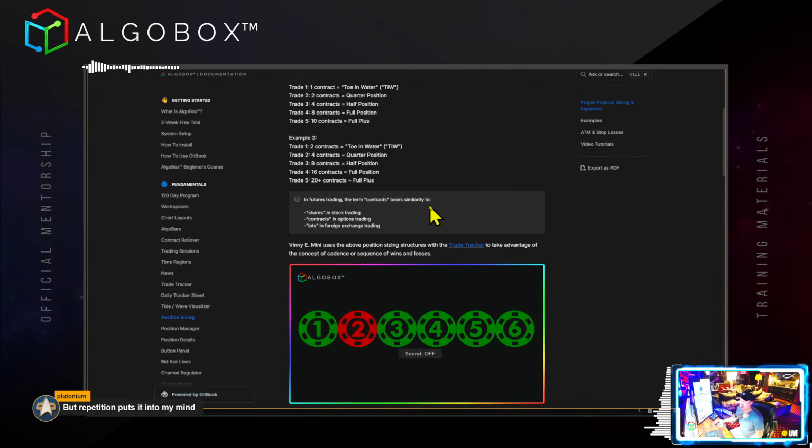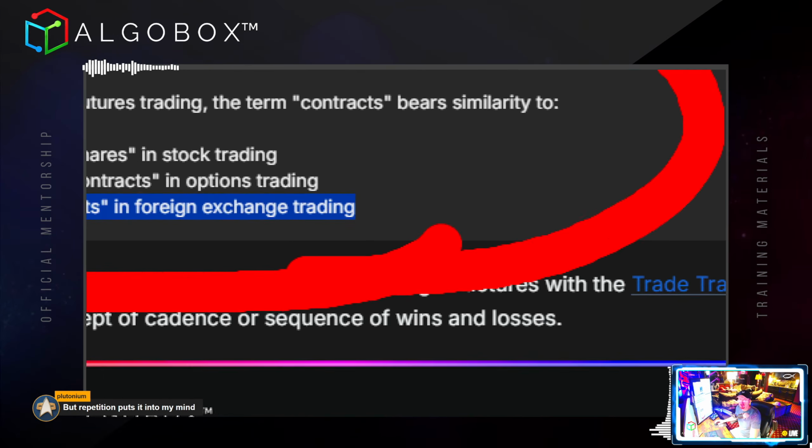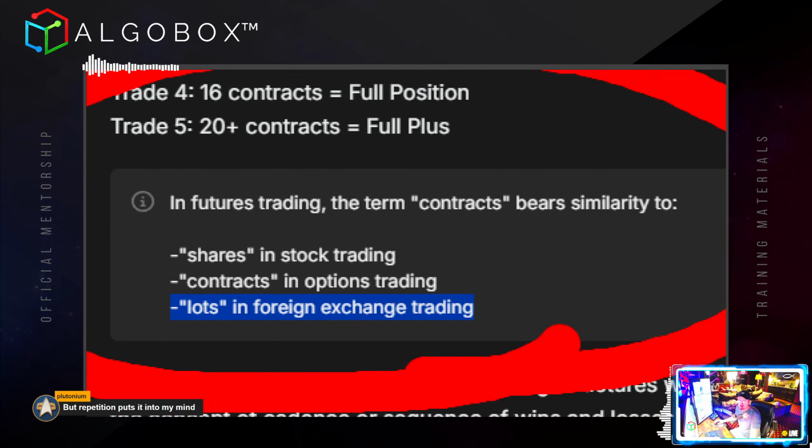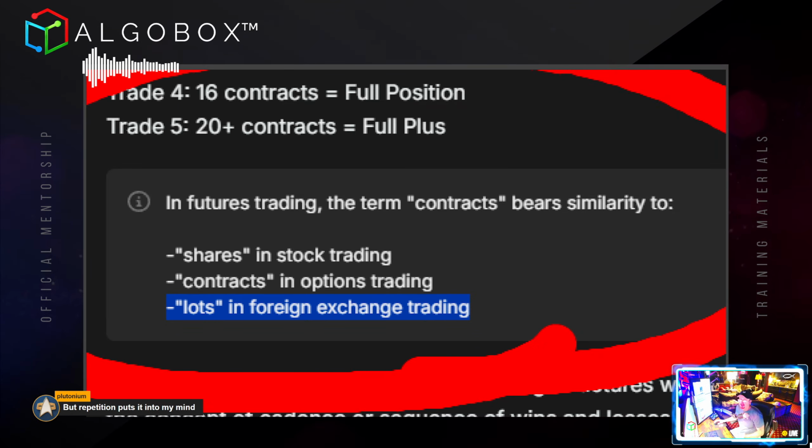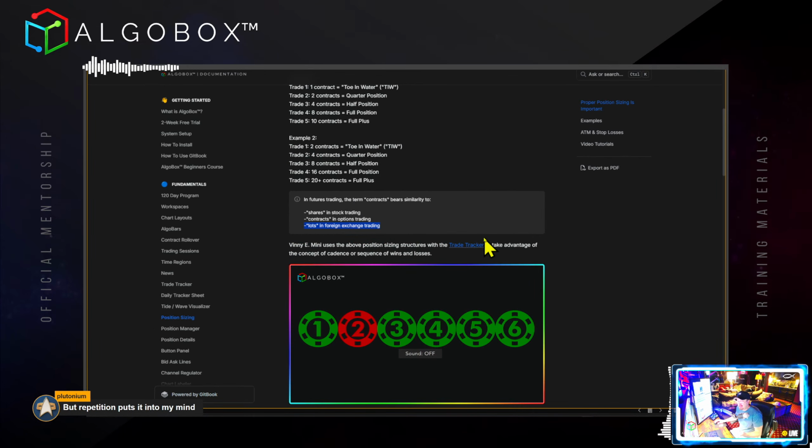Futures trading, the term contracts bears similarity to shares and stocks trading, contracts and options, and lots in foreign exchange. This may or may not be important to you. This is just nomenclature to know when we're talking about contract size. In stocks, you're like, how many shares are you trading? How many options contracts are you trading? How many lots are you doing? And they might say pips instead of ticks, etc. Make sense?